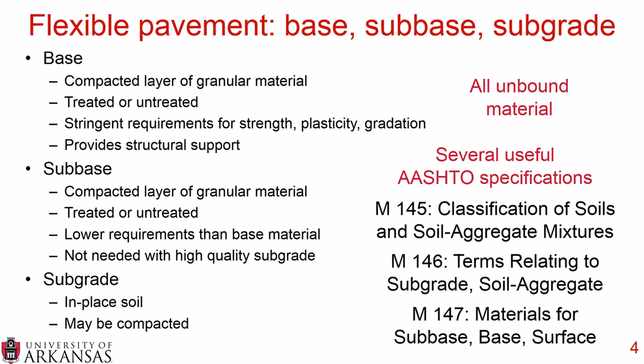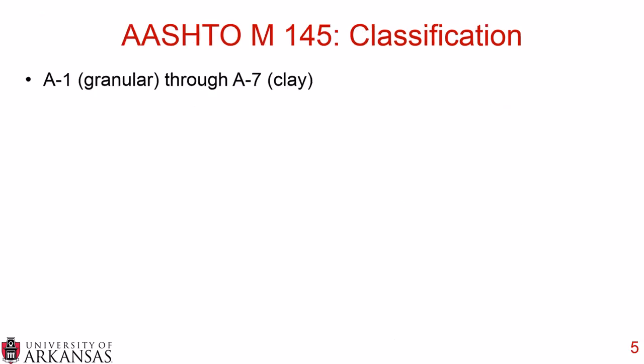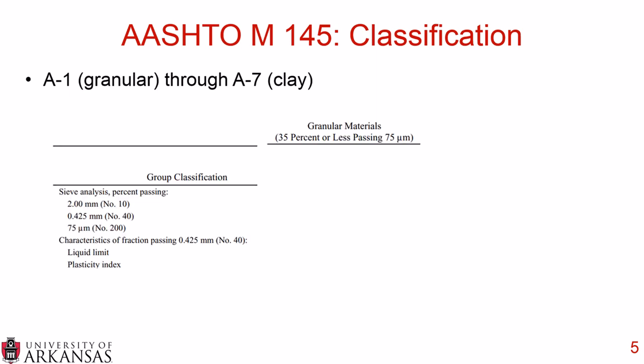We're going to hone in on one of these AASHTO specifications, M 145, and this is the classification. And for those of you familiar with AASHTO soil classification systems, you'll recognize the A-1 and the A-7. And there's an A-2, an A-3, all the way down to A-7. And the A-1 is a granular material, the A-7 is a clay material, and then you have pretty much everything else in between. So what we do is we take a look at the group classification. That's the A-1, the A-2, all the way through the A-7. And that's based on your sieve analysis and the characteristics of the fraction passing the 0.425 millimeter sieve, or number 40.